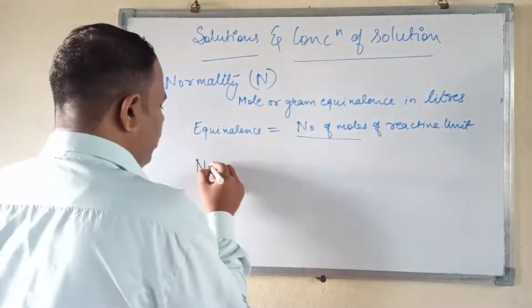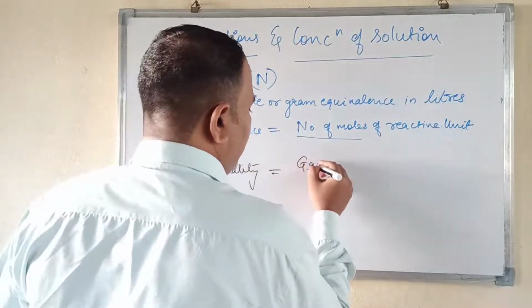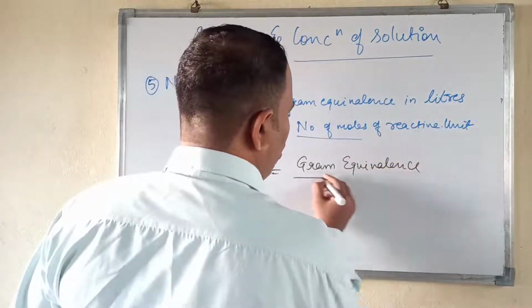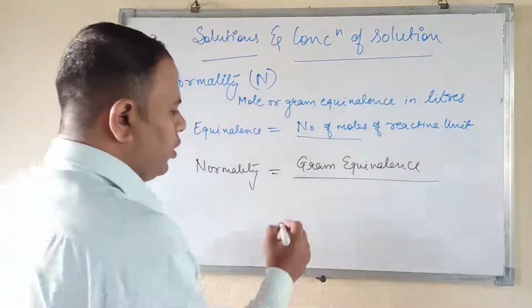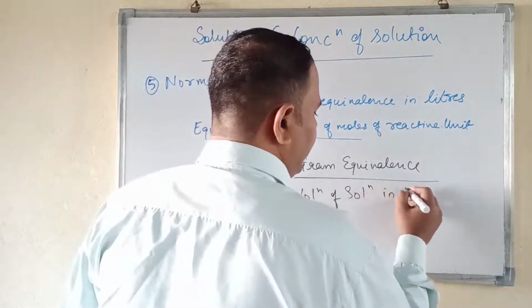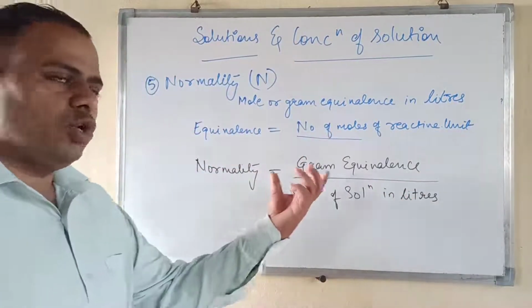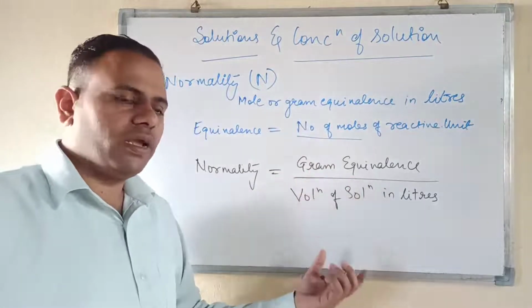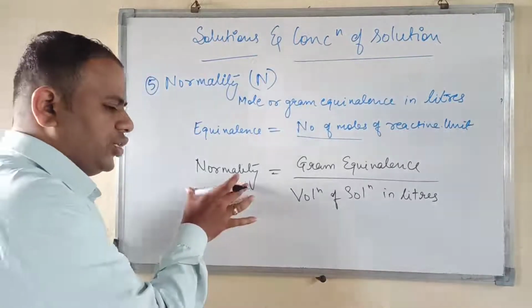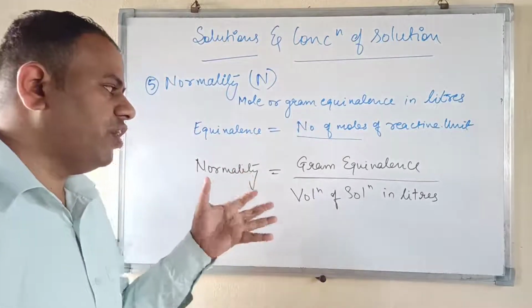Now let's see how to use this gram equivalence in calculating the normality. Normality is equal to the gram equivalence of the solute divided by the volume of solution in liters. Whenever you dissolve gram equivalence of a particular substance in a volume of solution that is taken in liters, it changes into normality. So this is the unit which is generally used in different practical experiments.